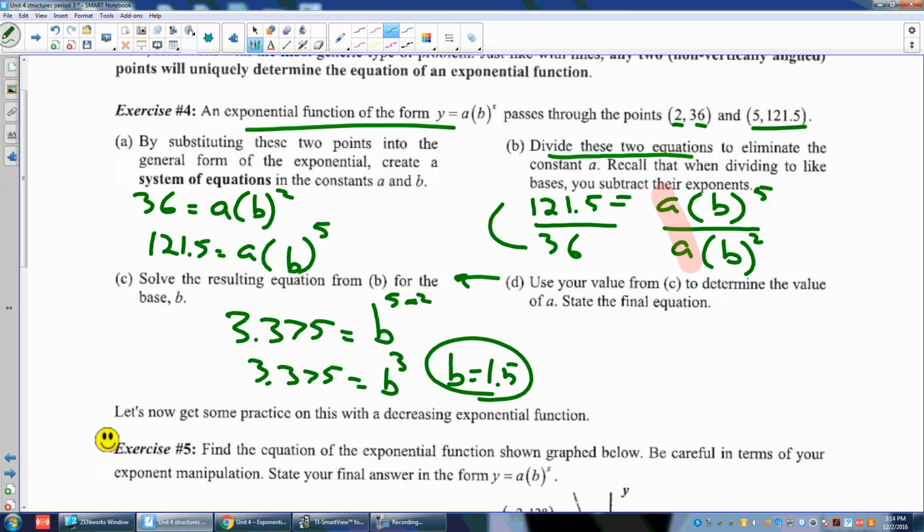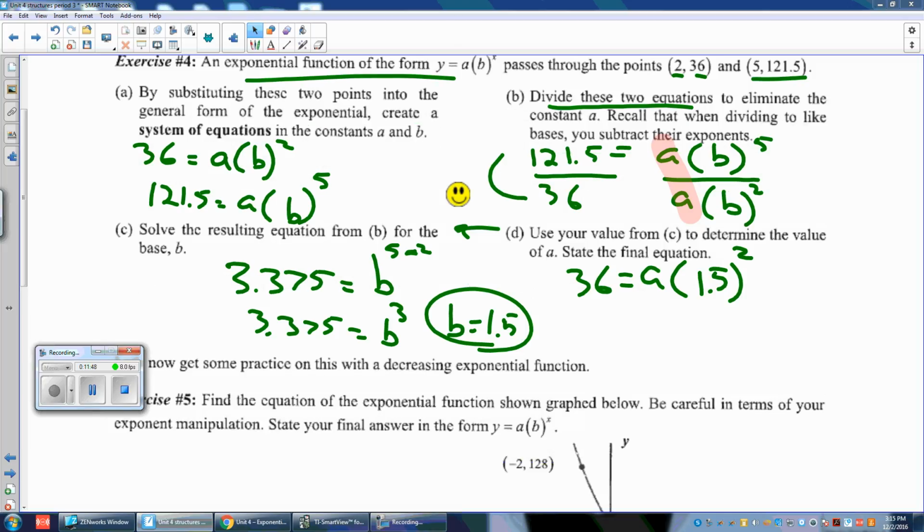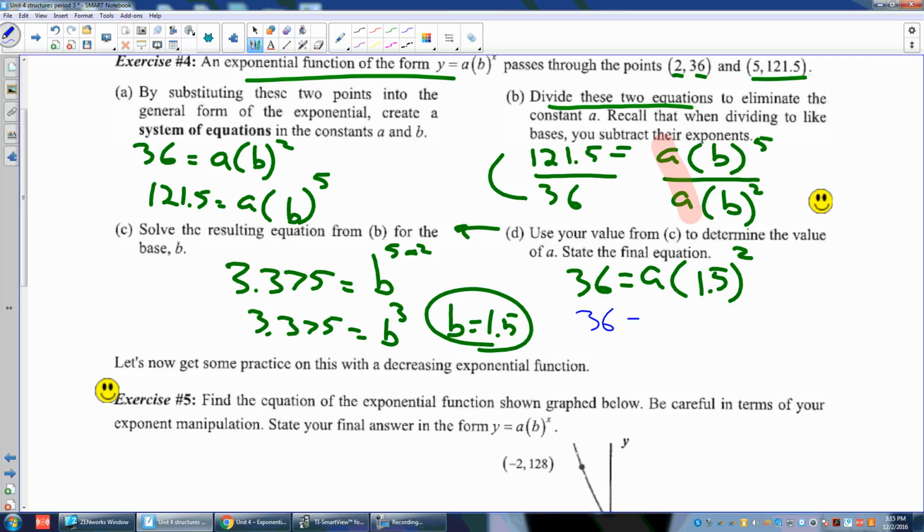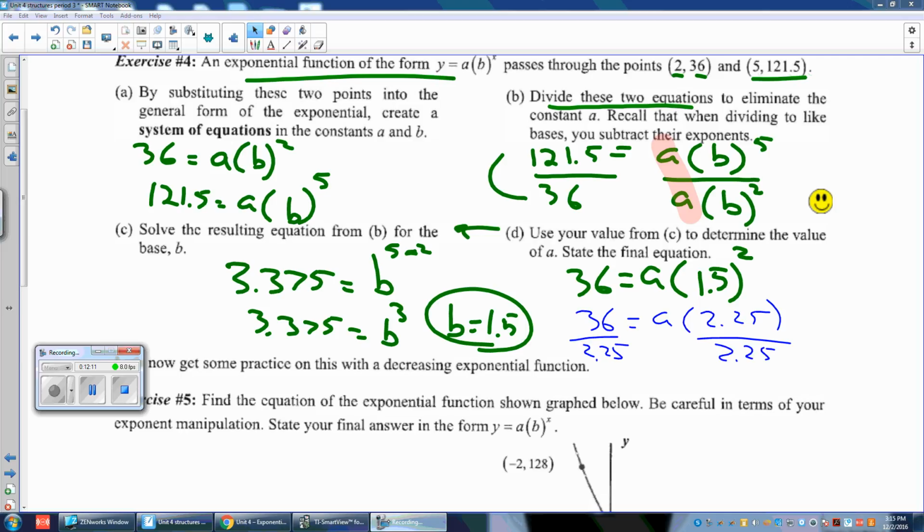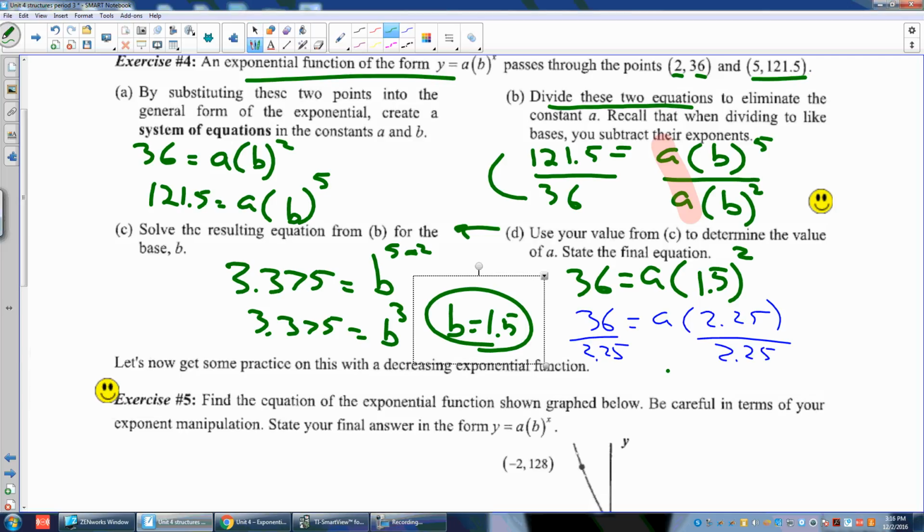Use your value from this problem to determine the value of A. So pick any equation, pick any point, I should say. Pick any point at all. I picked the first point because they're nice numbers. 36 equals A times 1.5 squared. So 36 equals A times 2.25. Divide by 2.25, and I get 16. So A equals 16.